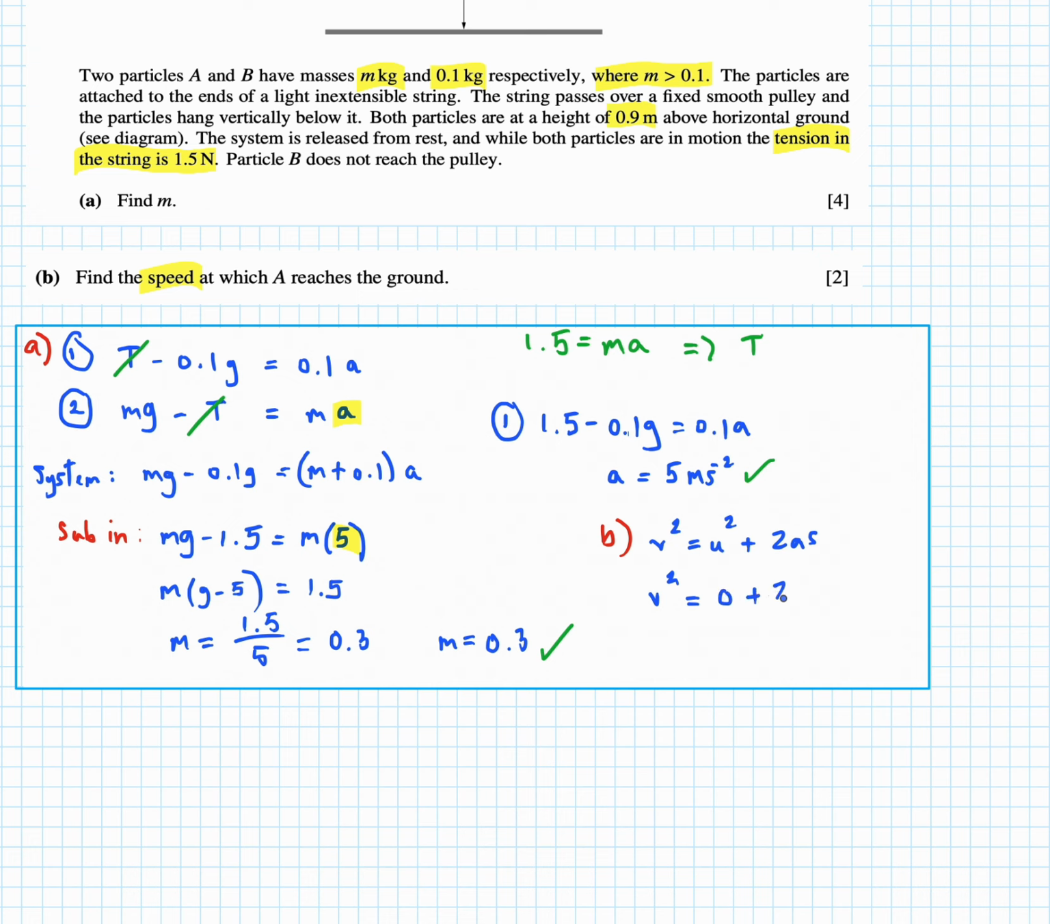So u is 0. 2 times 5. We were given an s, we were given a height, I think. 0.9. Halfway through the paragraph in the description. v squared is equal to 9, v is equal to 3 meters per second.